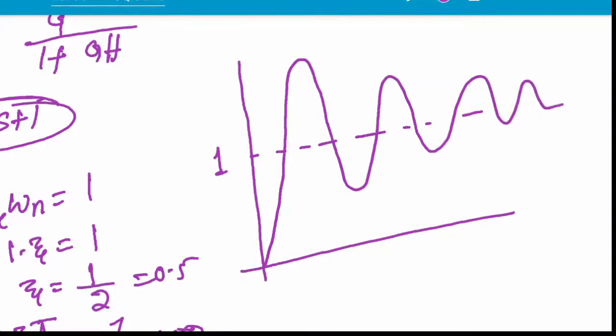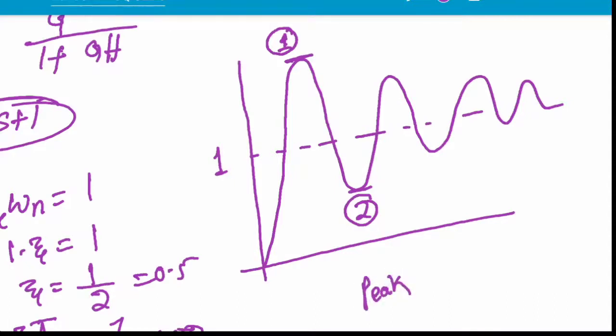This is the response. And this is the peak overshoot, the maximum peak overshoot, for n is equal to 1. For n is equal to 2, this one is the maximum peak undershoot. This is called peak undershoot.